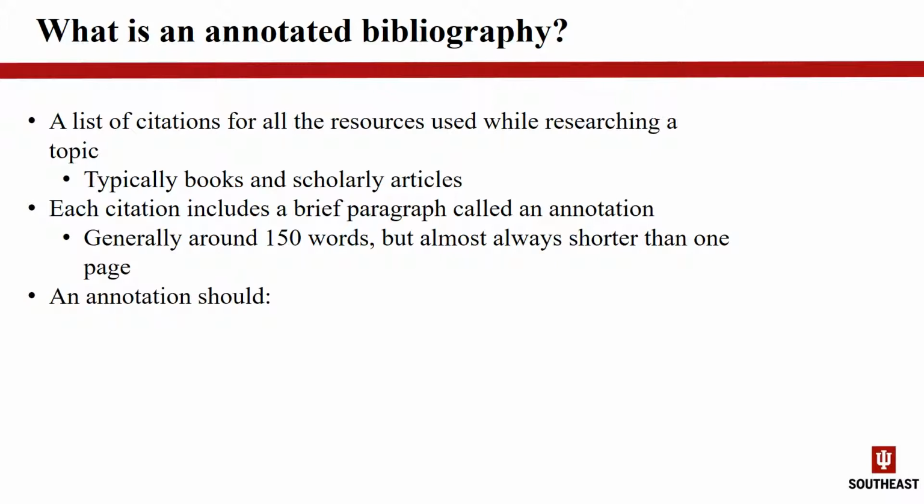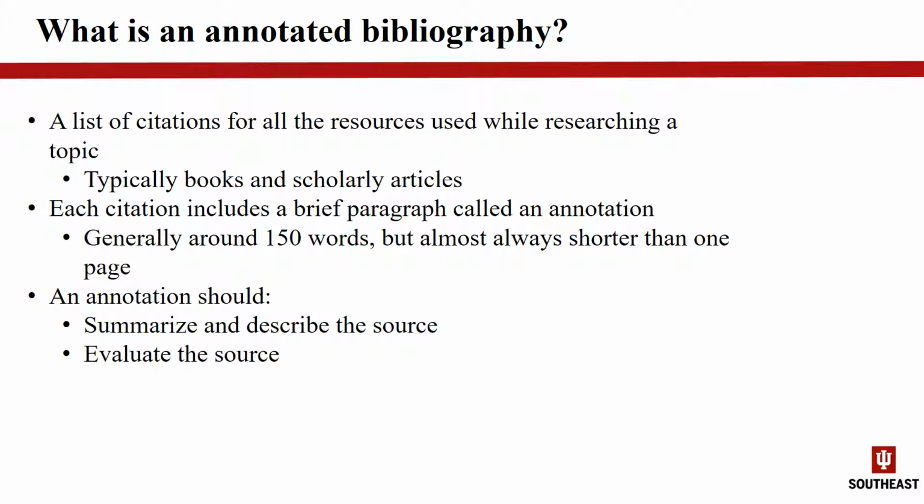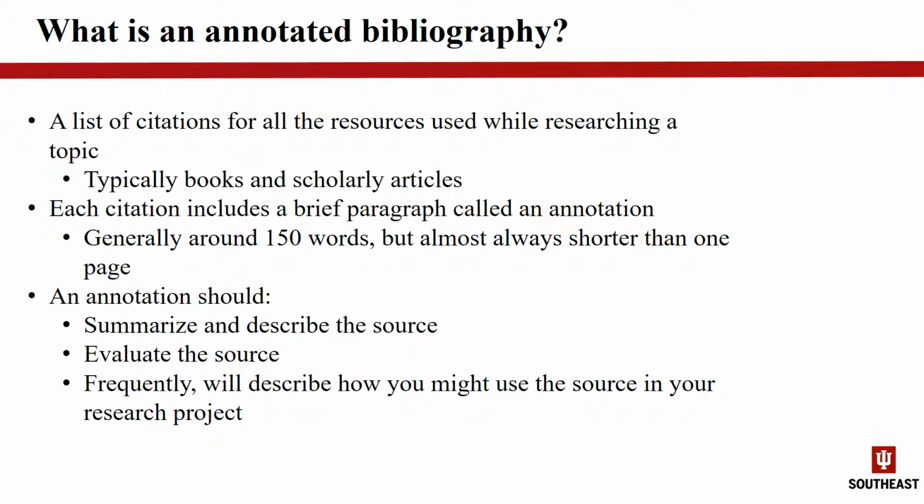While your annotated bibliography assignment may ask for specific information to be included, a general annotation will summarize and describe the source briefly in no more than a few sentences. It will also evaluate the source, including for its strengths, weaknesses, and usefulness to you. Annotated bibliography assignments also often ask that you describe how you will use each source. This is most common if your annotated bibliography is one step in a larger research project.